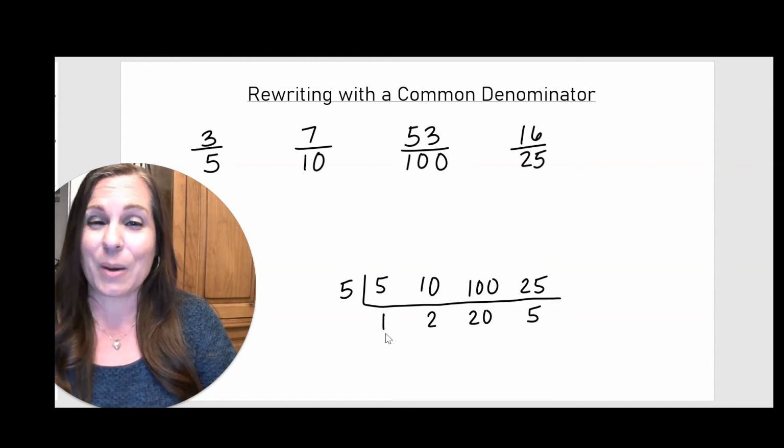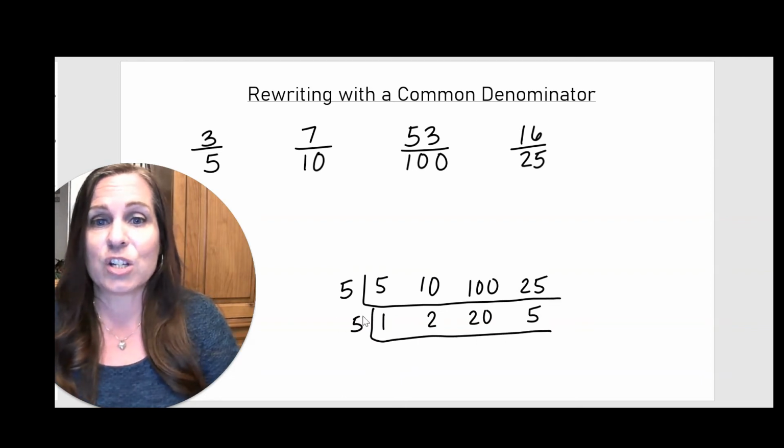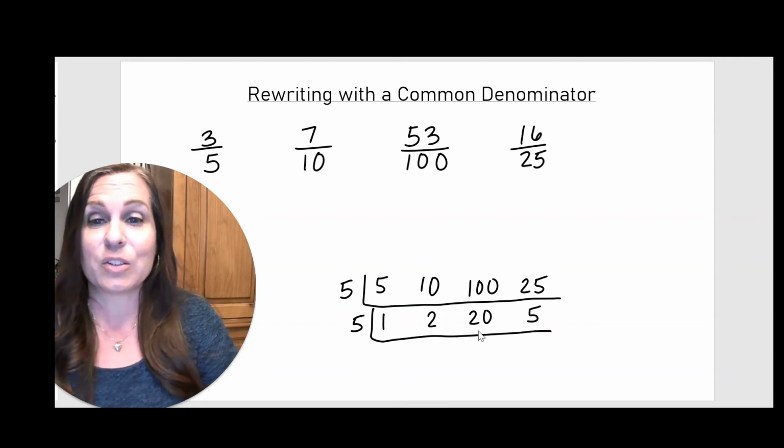Now there's no number that goes into all 4 of these, but 20 and 5 are both divisible by 5. So I'm going to divide just those 2 numbers by 5. 20 divided by 5 is 4. 5 divided by 5 is 1. And since I didn't divide the 5 into the 1 or the 2, I'm just going to bring those down.